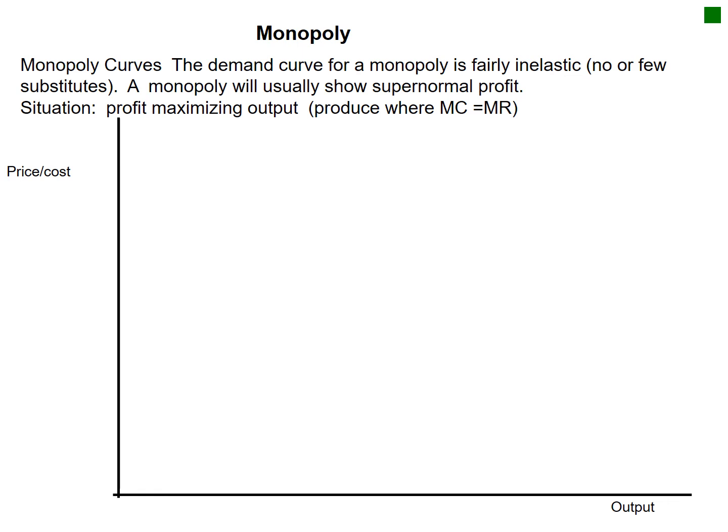So monopoly curve, let's actually draw this. I'm not going to actually show the demand being fairly inelastic. It would be because there's no close substitute. And a monopoly will usually show supernormal profit. And remember, short run equals the same as long run. And remember, for profit maximizing, we think of the M&M candies, MC equals MR.